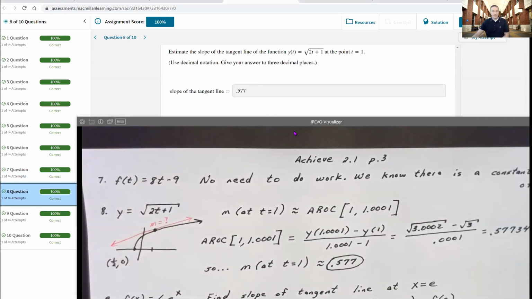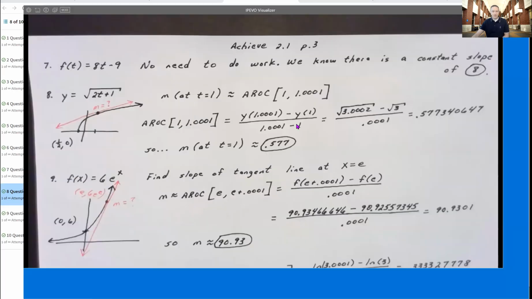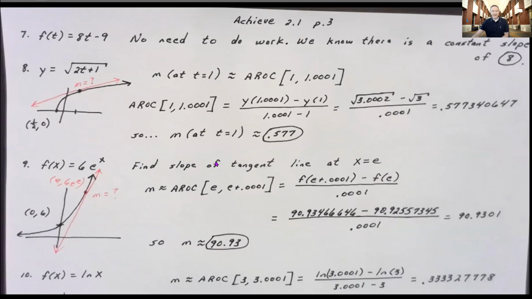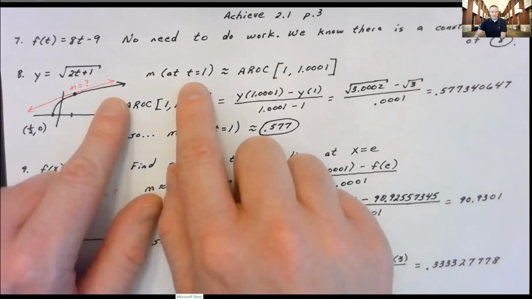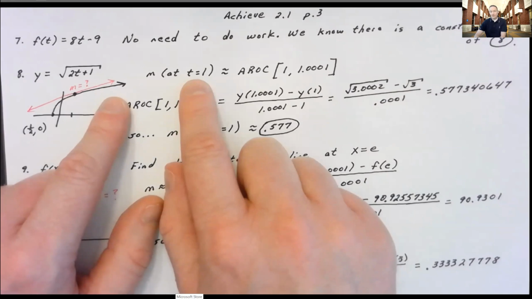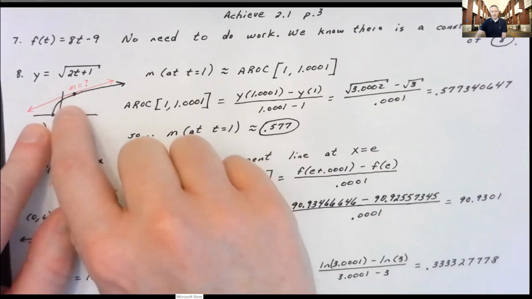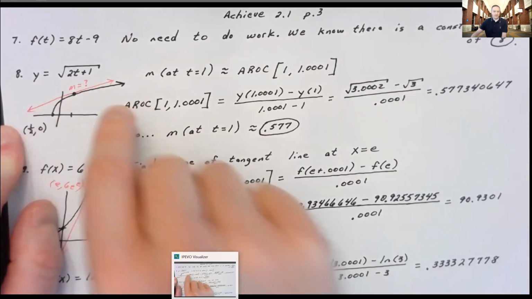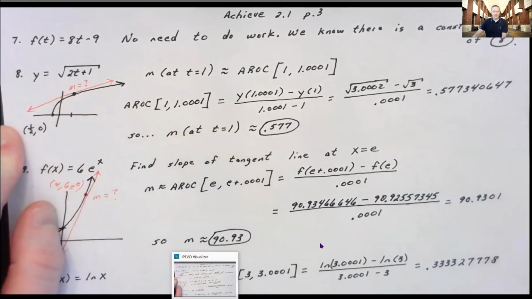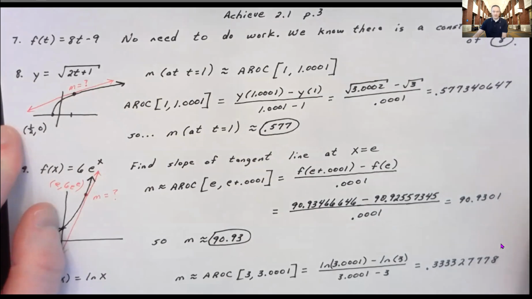For the next problem, which is number 8, it's a much cooler problem. It's asking me to find the slope of the line tangent to the curve y equals the square root of 2t plus 1, when t is equal to 1. So you didn't have to graph out the function, but I did. The horizontal axis is my t-axis, and then of course the vertical axis is going to be my square root function.